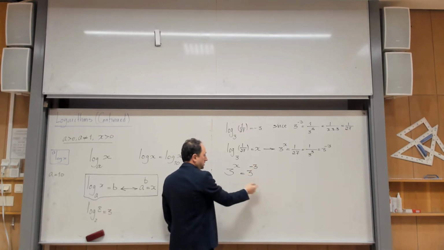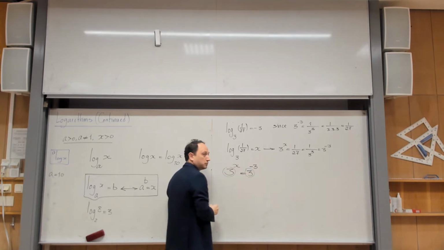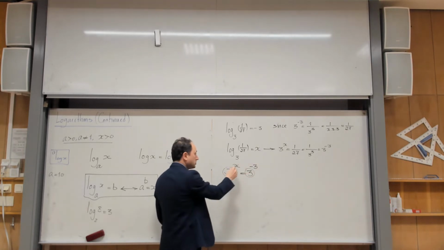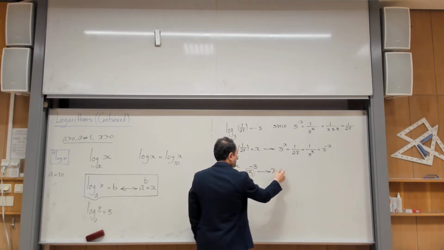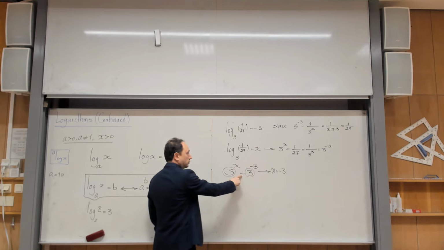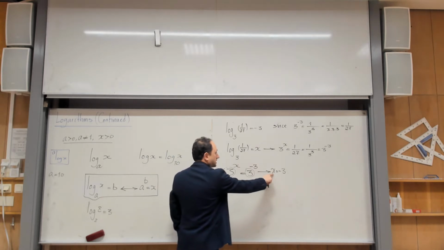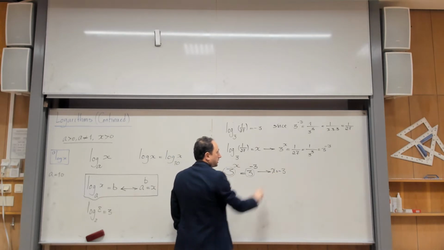If you compare these two, on the one hand they are equal, on the other hand this number is exactly equal to this number. So then the conclusion is the top one should also be equal to the top one, otherwise the equality does not hold. And this tells you that the x that you were looking for is minus 3.